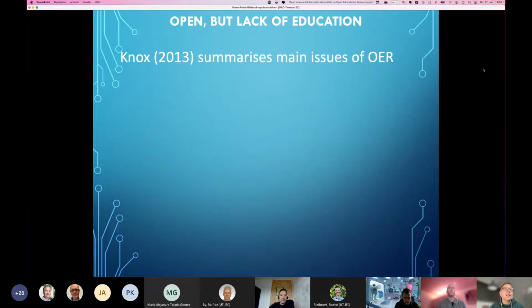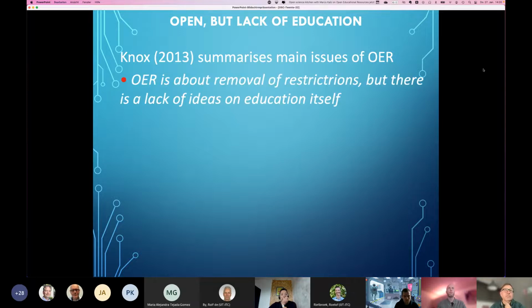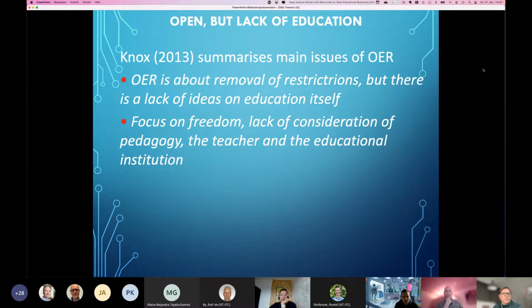Just want to summarize again, Jeremy Knox at University of Edinburgh summarizes main issues of open educational resources. He stresses that it's about removal of restrictions, but there is often a lack of ideas about education itself. So it's about making resources available, but what is then the pedagogical approach for using them? It's about focusing on freedom, but there is a lack of consideration of pedagogy, of didactics. What is the role of the teacher and the education institution?